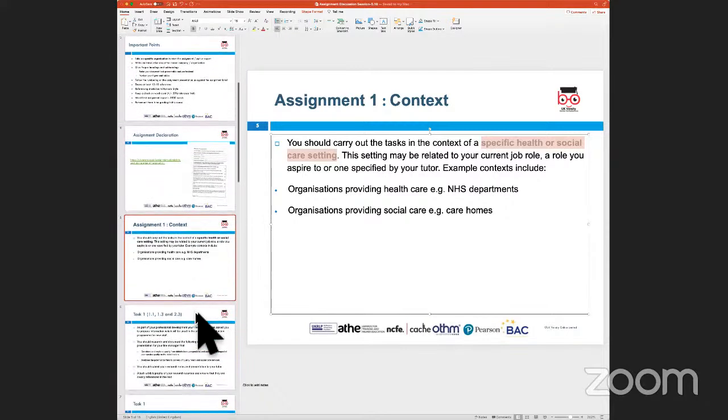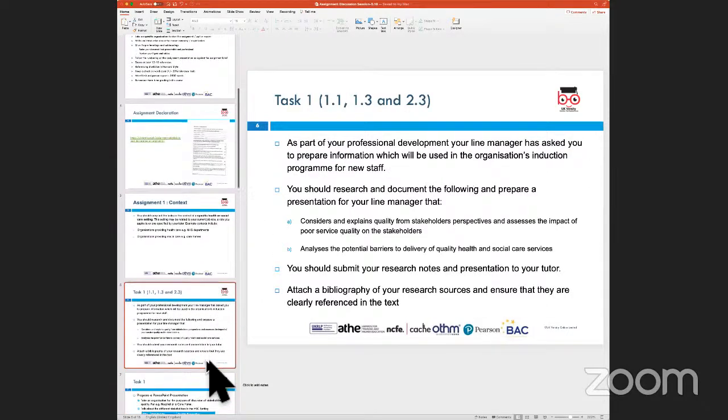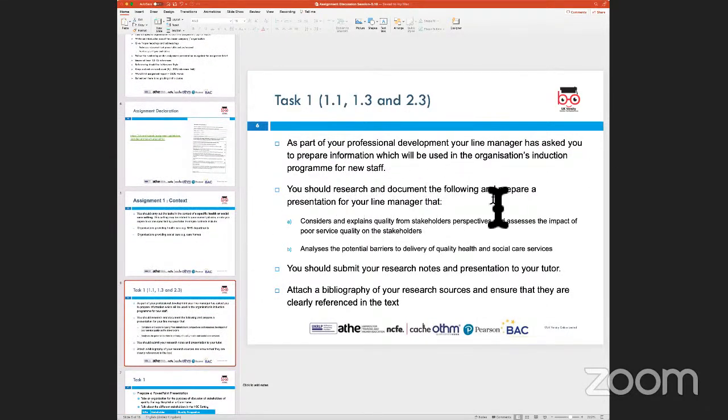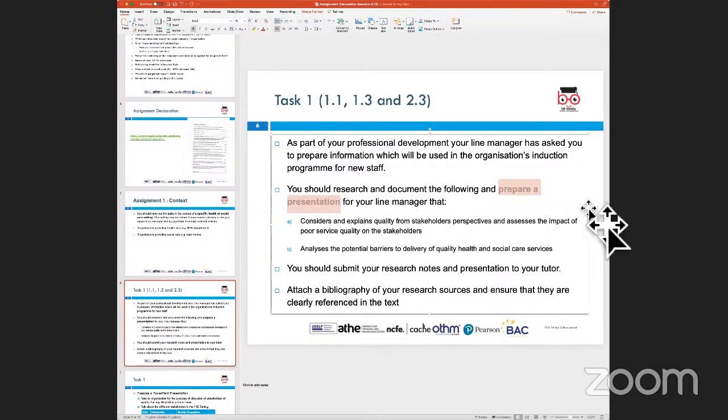Now, in this assignment 1, there are 2 tasks. The first task is about creating a presentation, a PowerPoint presentation of no more than 10 to 12 slides. In this presentation, you're going to discuss the various stakeholders present within a health and social care setting, and the impact of poor quality of service on these stakeholders.